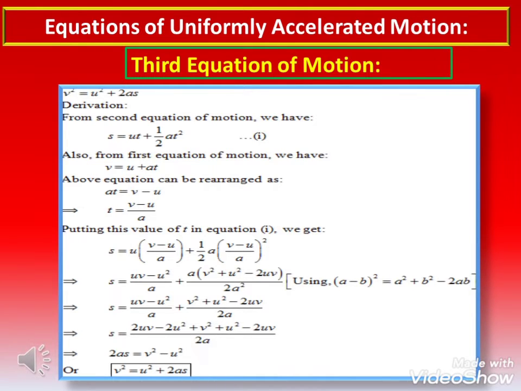From the second equation of motion, we have the relation s is equal to ut plus half at square. And from the first equation of motion, we have the relation v is equal to u plus at. By rearranging this equation v is equal to u plus at, we get t is equal to v minus u by a. Now, putting this value in the equation s is equal to ut plus half at square and rearranging using the identity a minus b whole square is equal to a square plus b square minus 2ab, we will get v square is equal to u square plus 2as.